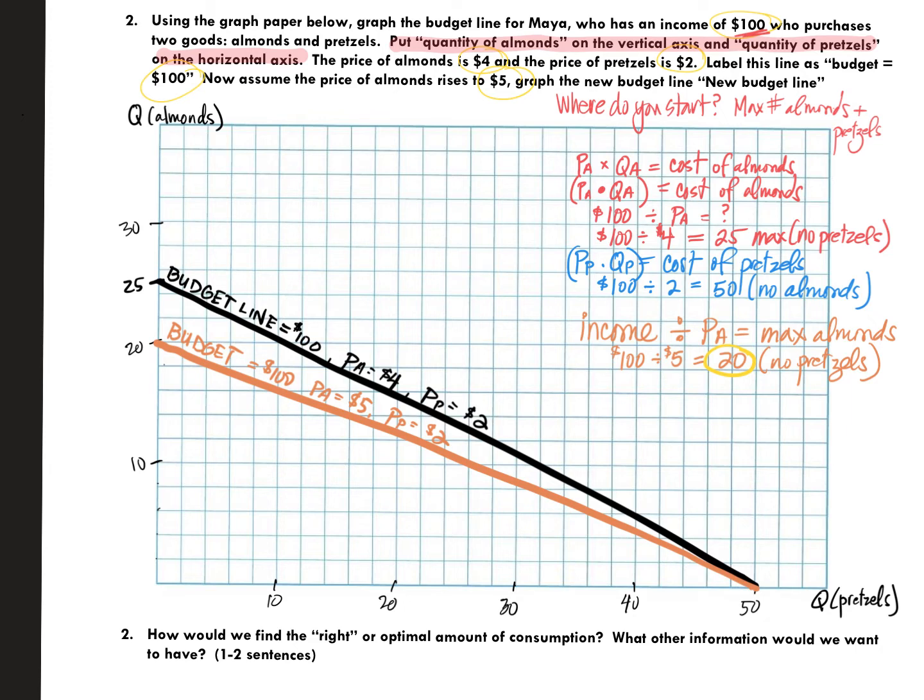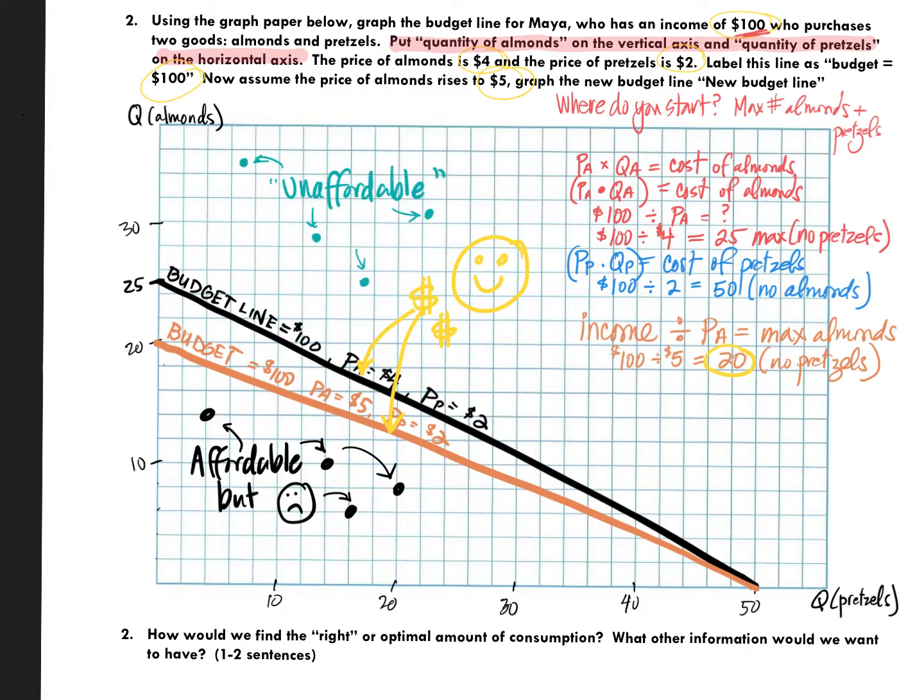So which is the correct spot for Maya to be at on each budget line? Well, we know that she's going to want to make herself happy, which, assuming she likes both goods, means she's going to want to spend all her money, since more goods makes her happier. So assume that she wants to spend somewhere on the line. She could afford some points below it. Everything below the line is affordable, but it's just not going to make her as happy as points on the line. Likewise, anything beyond the line she cannot afford.